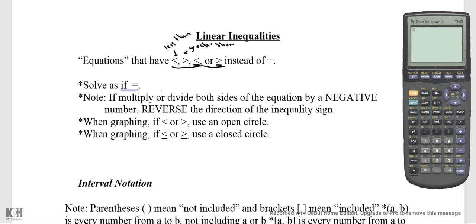We're going to solve these as if it were an equation with an equal sign. We're going to try to get the x by itself. For simplicity's sake, when we do these, we always want to get the variable on the left side because they become easier to graph, which we're going to look at later on in this section. We want to graph these inequalities, and they're a lot easier to graph if the variable is on the left to begin with. Otherwise, you have to worry about flipping the sign when you go to graph it.